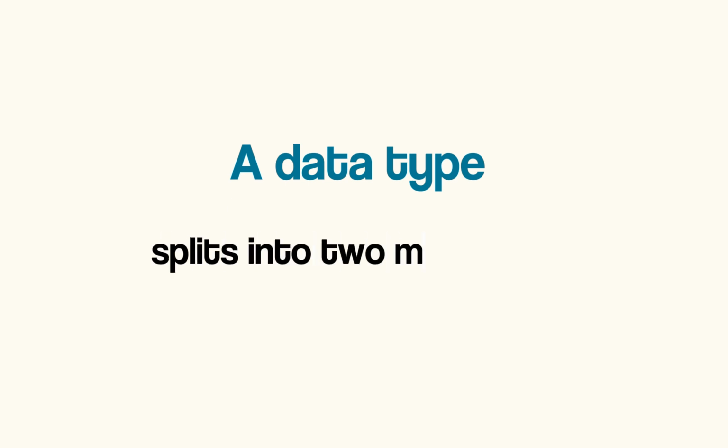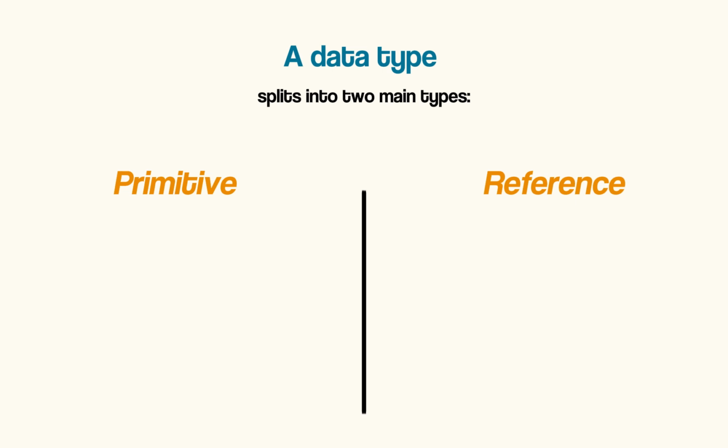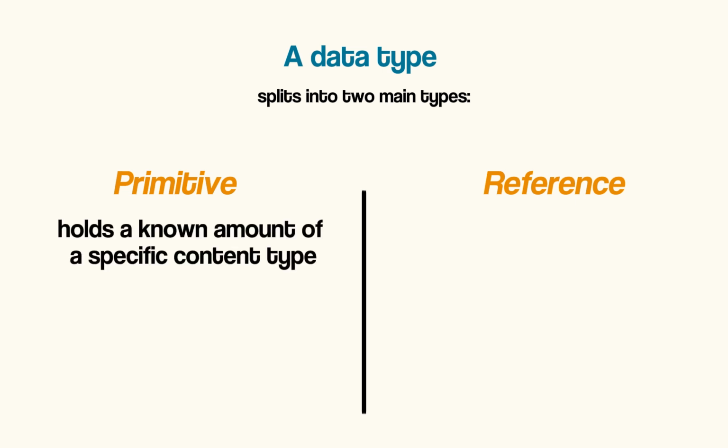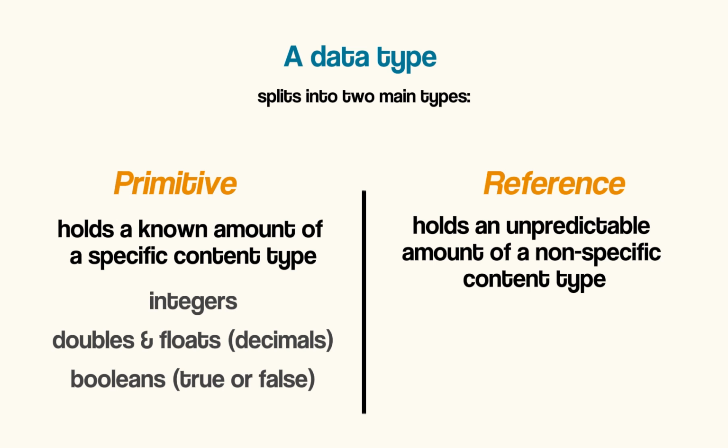Data types split into two main sections, primitive and reference. A primitive data type holds a known amount of a specific content type. Examples are integers, doubles, floats, and booleans, which basically are true or false. A reference data type does not hold a specific type of content, and we cannot predict the size of the data it can hold. Examples are strings, arrays, and classes.